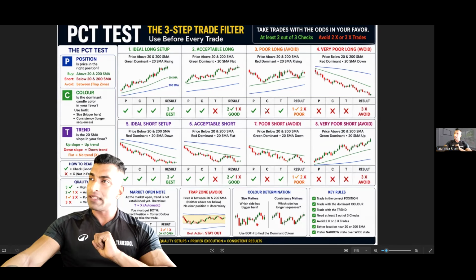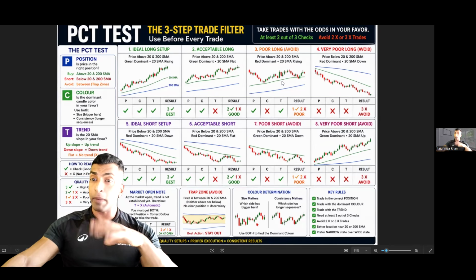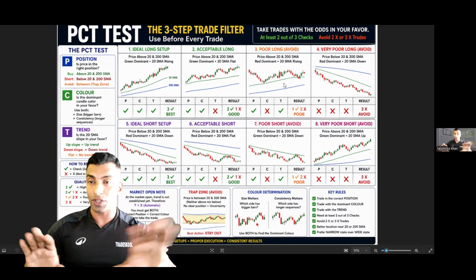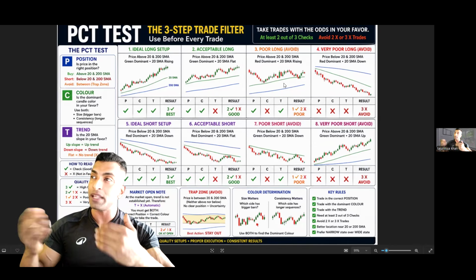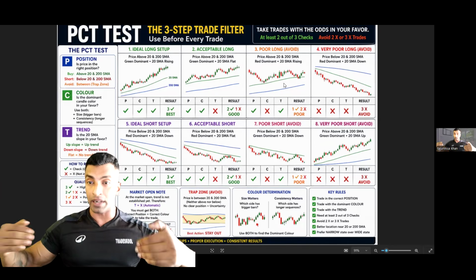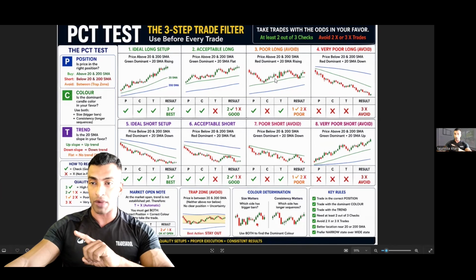Now, what if the color is not in your favor? Here, you can see prices above that, and the trend is also there. But now the majority of the candles are coming as red, and that is not in your favor, because sometimes it can reverse. It shows that even though the price is there, there can be a reversal. So avoid in this scenario.